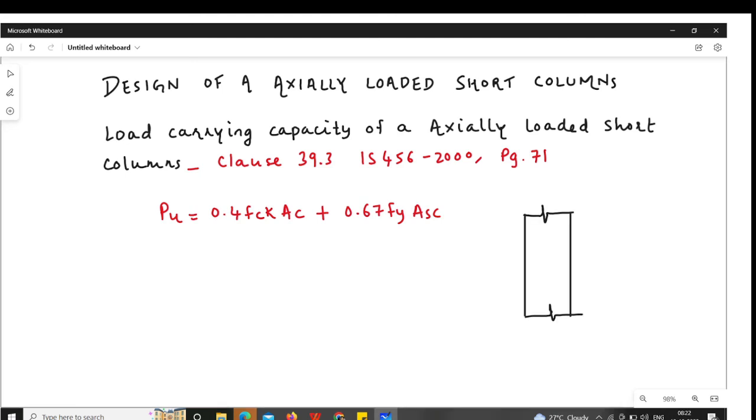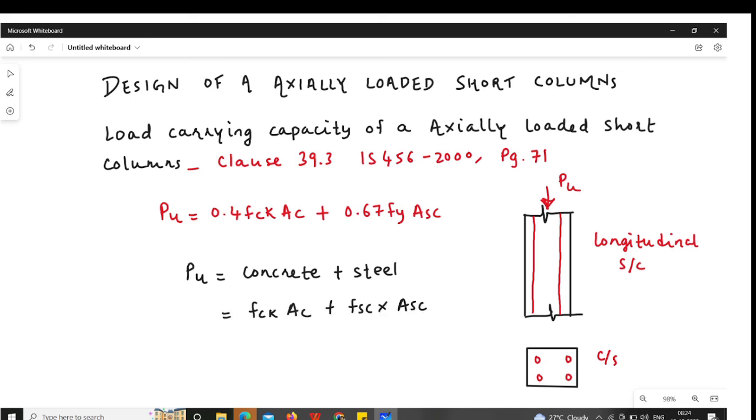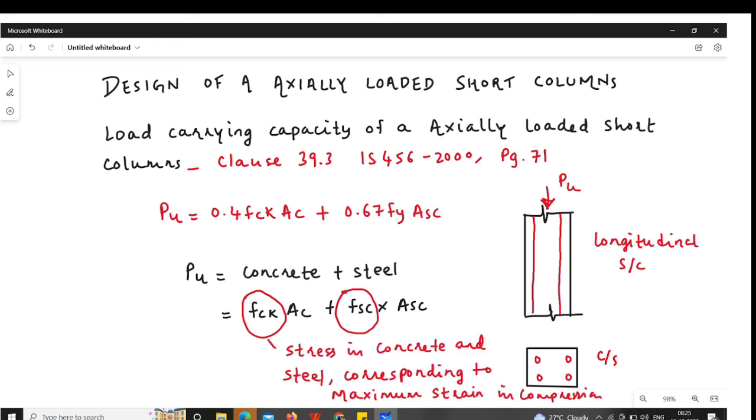Now this formula has been derived based on the load carrying capacity of the concrete and steel. In column, we have the steel as well as concrete. So what is the load carrying capacity of the concrete? Equal to FCK AC, and the load carrying capacity of steel is FSC into ASC. FCK and FSC are the stresses in the concrete and steel corresponding to maximum strain in compression.